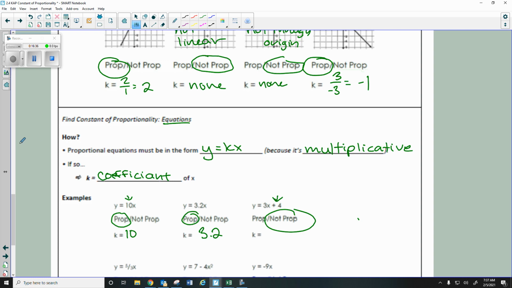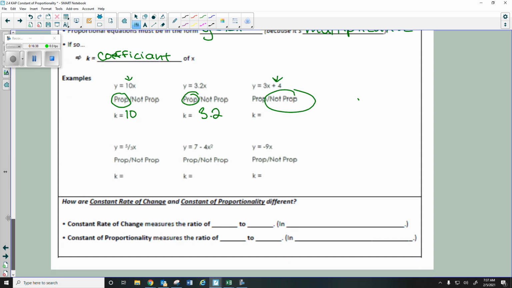And then if you want to pause and try those next three out on your own, you can. Play when you're ready. Proportional, 5/3. And no, there's just a lot going on. And then lastly, yes, -9.